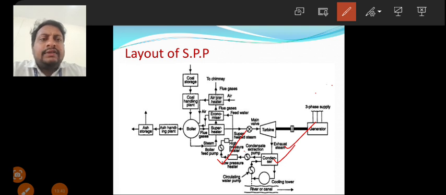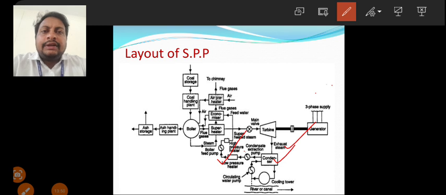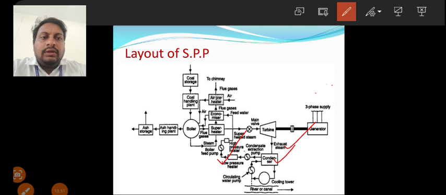The economizer takes the hot flue gases, and the water coming to the economizer is heated. That preheated water goes to the boiler in order to reduce the coal consumption.